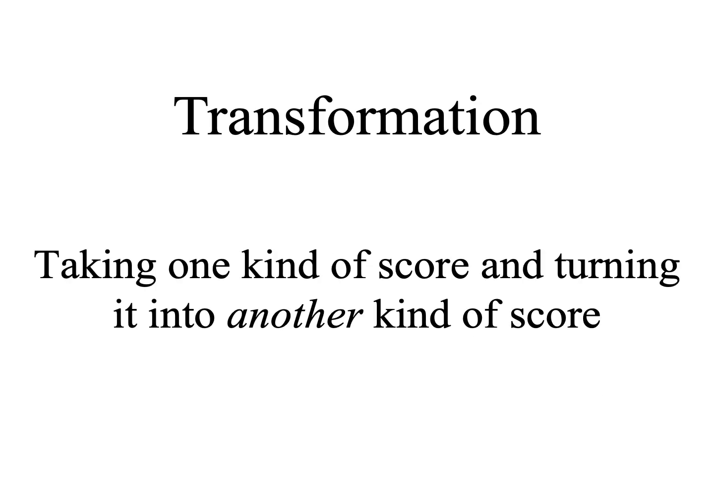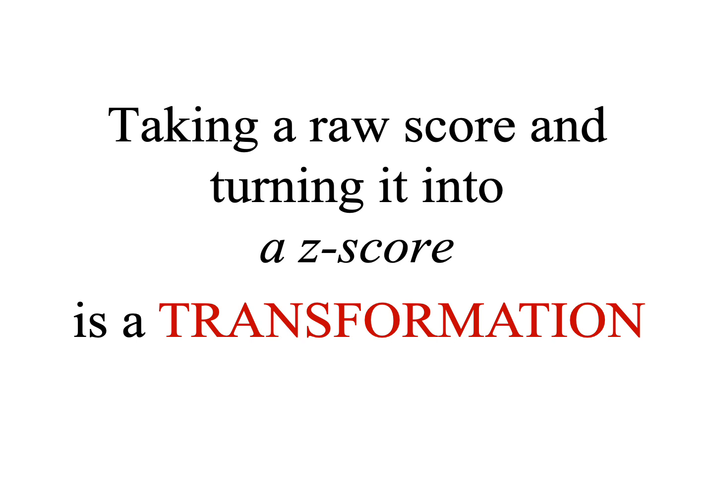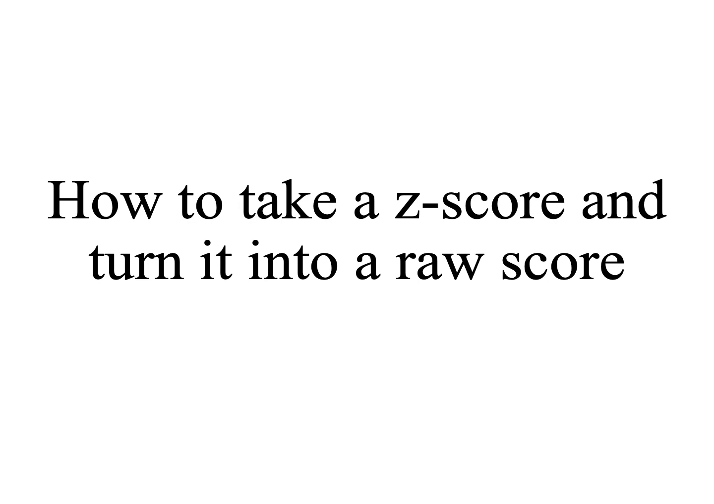A transformation is taking one kind of score and turning it into another kind of score. So taking a raw score and turning it into a g-score is a transformation. Now, I will show you another kind of transformation: how to take a g-score and turn it into a raw score. I've just been showing how to take a raw score and turn it into a g-score. So now I'm going to explain how to do the reverse of that.